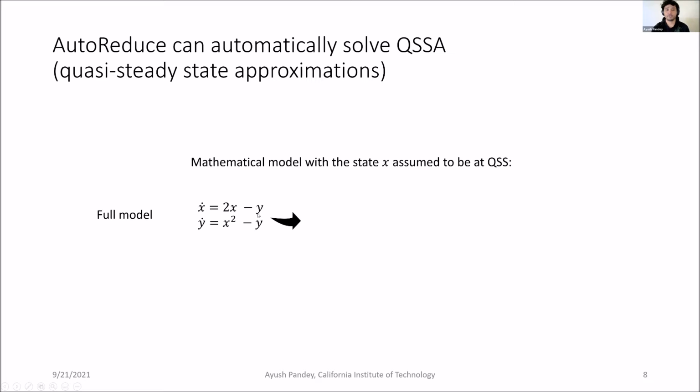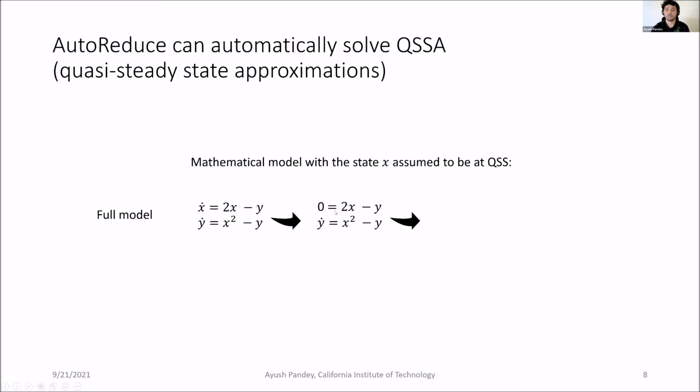And if I assume that my state X is at quasi-steady state, what I can then do is substitute the left-hand side to be 0, because I'm saying that X is a fast state and I only care about the dynamics of Y. So I substitute the RHS of the dynamics of X to be equal to 0.